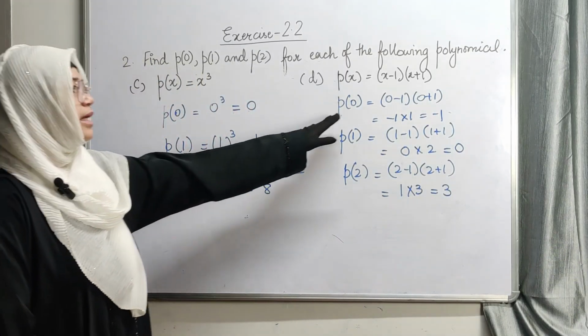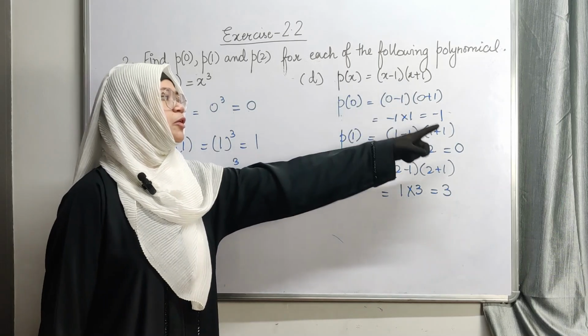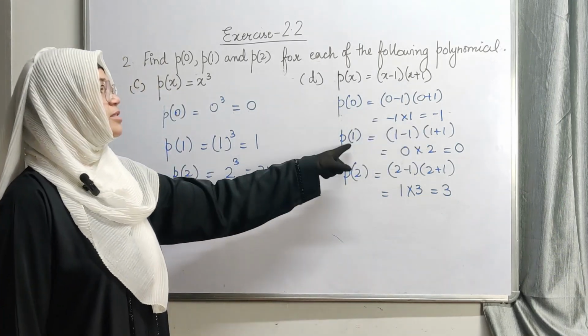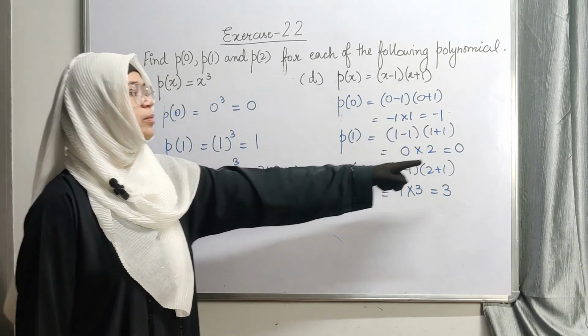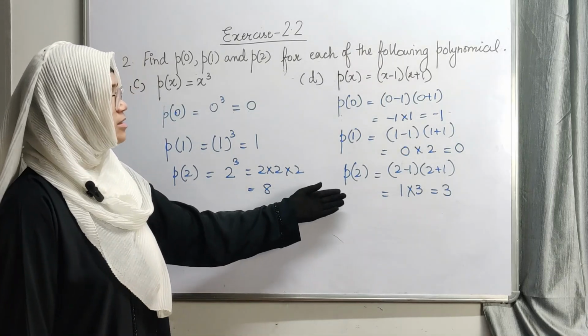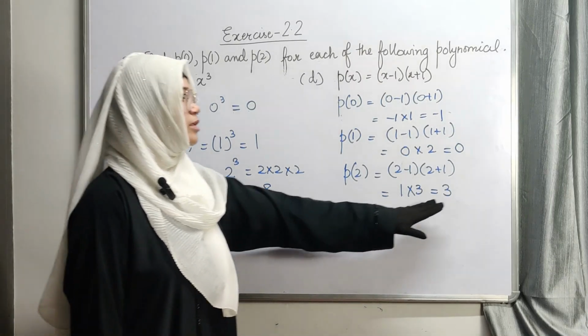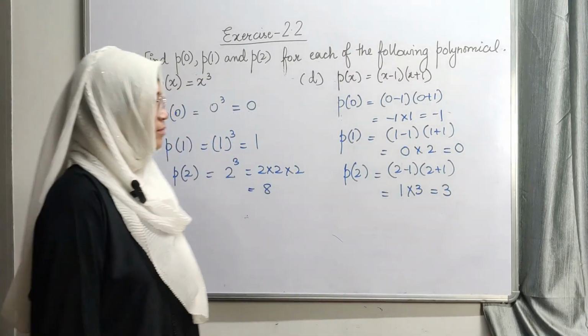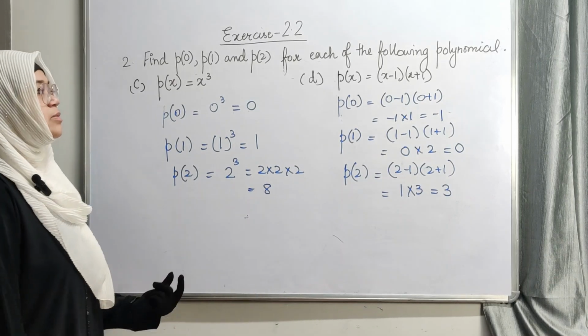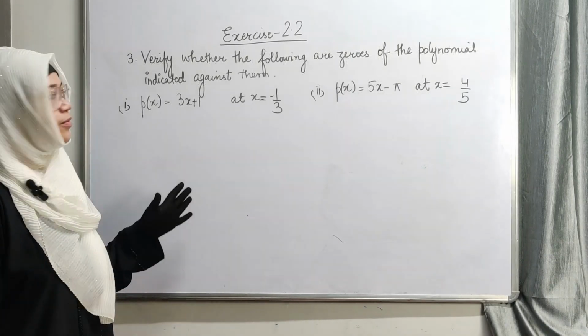So at x equals 0, the value of this polynomial is minus 1. At x equals 1, the value of this polynomial equals 0. And at x equals 2, the value of this polynomial is 3. Hope you understand this question. Let's start question number 3.